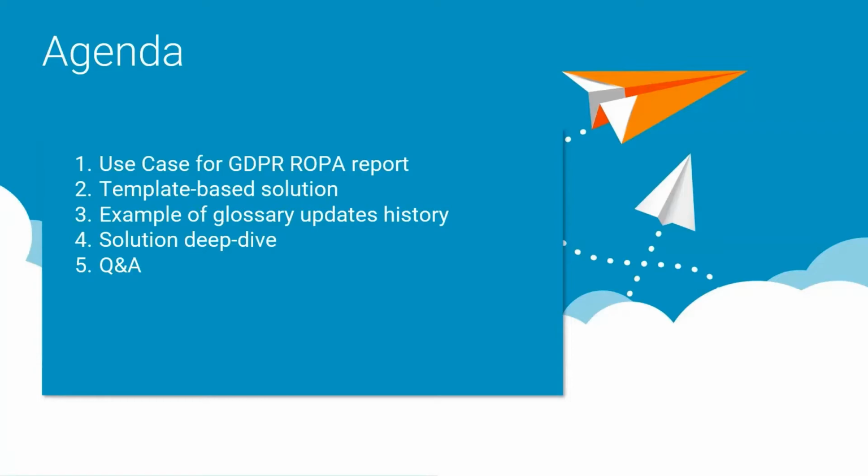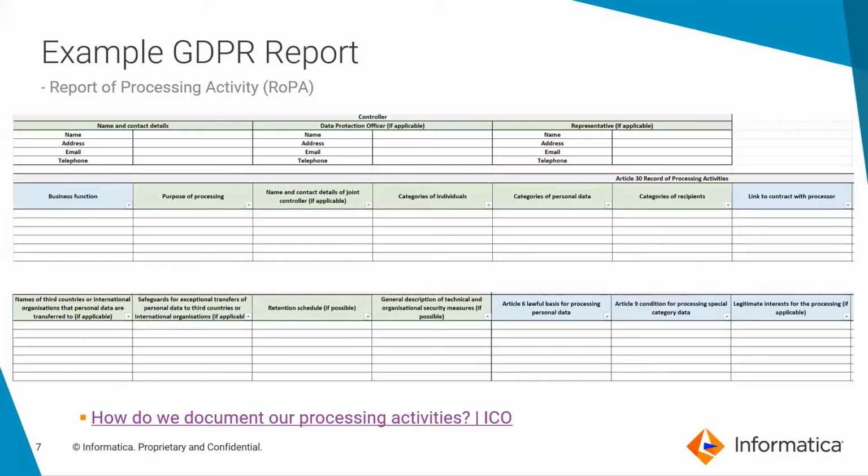Thanks, Stephen. I appreciate the introduction. Here is a sample of a GDPR report. This comes from the Information Commissioner's Office in the UK. This is just one example of a ROPA report. A ROPA report is a record of processing activity or a report of processing activity. Depending on how your customer's legal and compliance team have interpreted the regulations, you might see this report take many different forms, but this is one of the standards that I've seen across multiple customers because it does come from the Information Commissioner's Office in the UK.